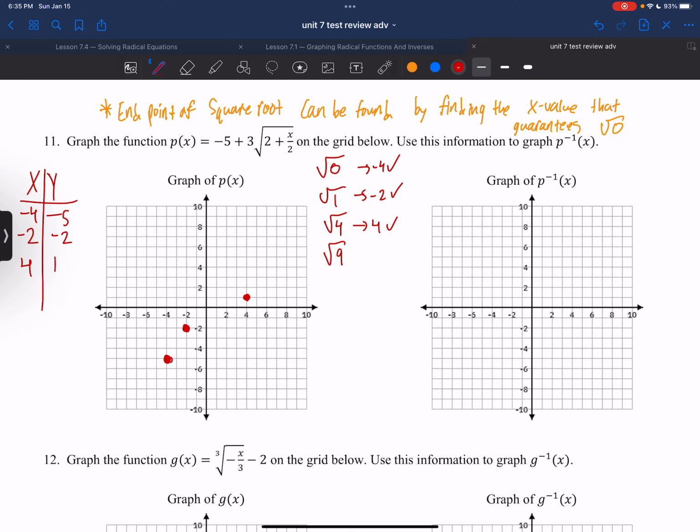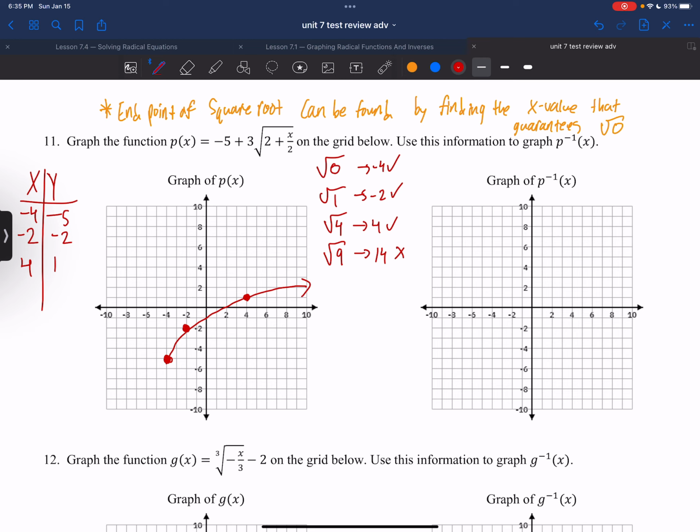Can I graph one more? Can I get away with it? I need a 7. I would need 14 to accomplish that. You see, because I need 2 plus x over 2 to equal 9. So what I'm doing in my head is I'm subtracting 2 from both sides and getting x over 2 equals 7. And then I'm multiplying by 2, so it's x equals 14. And I can't graph that because my grid doesn't go that far. So I'll just put a little x next to this. And that's 3 points, which is good enough for me. So boom. There's your square root curve.